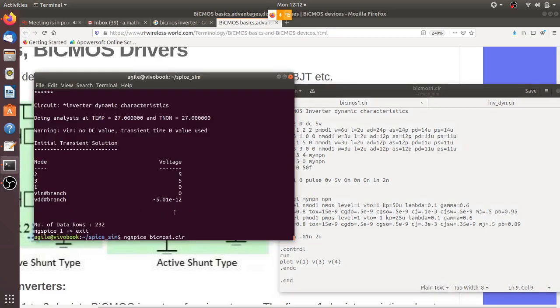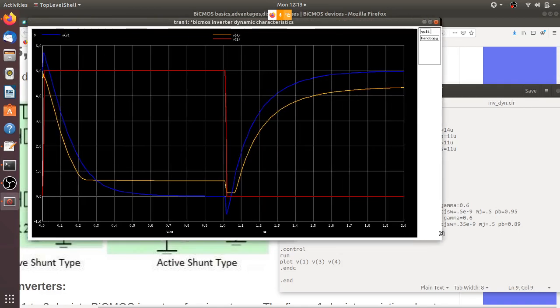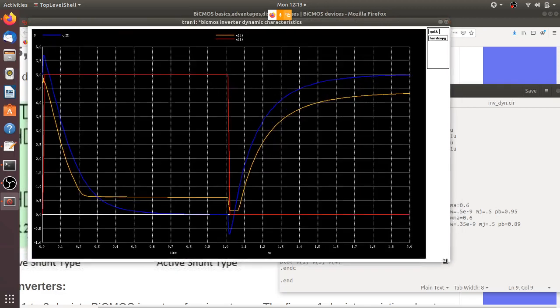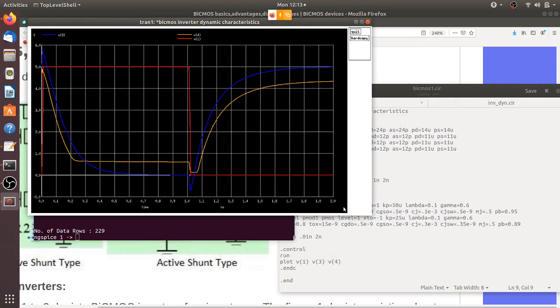So I am going to go into the program. I am going to type ngspice BiCMOS 1, which is our SPICE program. So here is the output. Remember your earlier waveform? I asked you to keep that in mind. It is the same scale. You can see 1 nanosecond here. This is in nanosecond. This is 1 nanosecond, and this is 2 nanosecond.